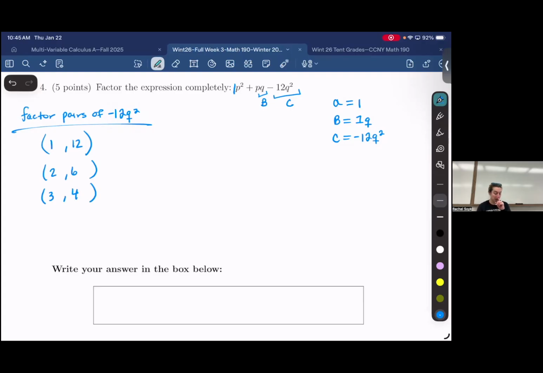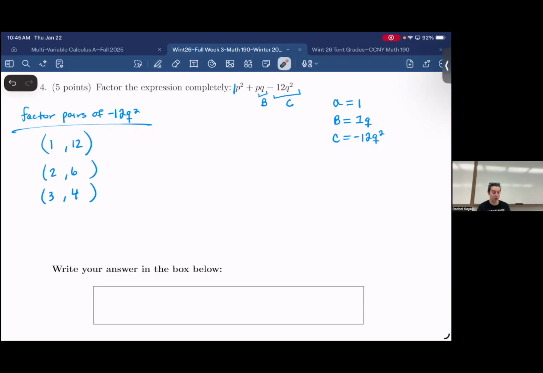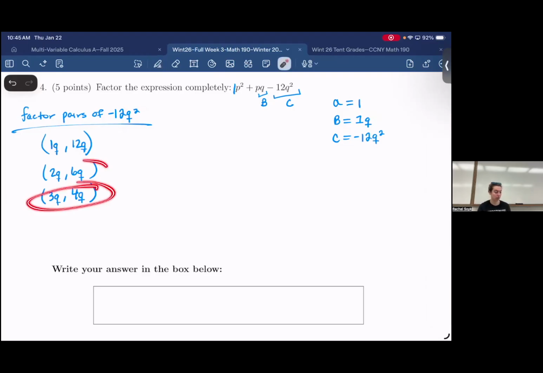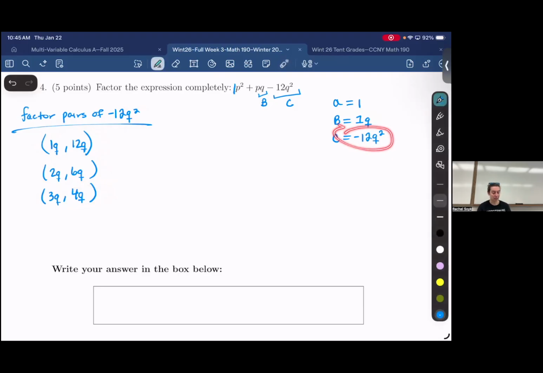And then that Q squared, if we want it to add up to 1Q, we need to separate the Q squareds. So we're going to put a Q next to each of our factors. Because if we had just the Q squared next to one of the numbers, it wouldn't add up to Q. We would have different like terms. Here, these are all like terms now. We can combine them.